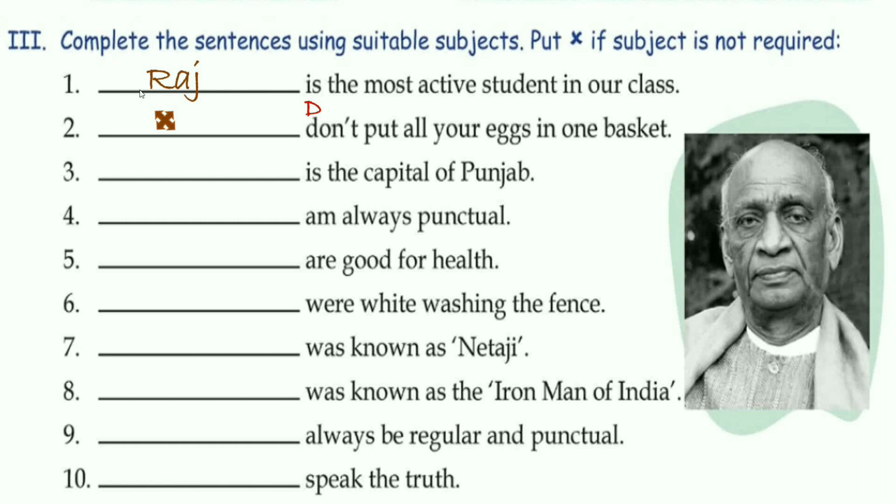Number 3, very easy. Dash is the capital of Punjab. Only one answer will go, that is Chandigarh. Fourth number, I am always punctual. Children, here also we have to write only I. Why? Because 'am' is written here, so with 'am' we use I.